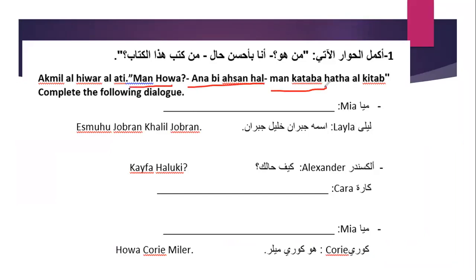We have first, man huwa. What do you mean by man? Is who. So I use man when I'm going to talk about a person, okay? Huwa is what? He. It's from the third point of view pronoun, and it says he when you're talking about a masculine person. Ana bi ahsan hal. What do you mean by ana? Ana is I am, okay? Bi ahsan hal means in the best condition, okay? So we need to know what these words mean. I am in the best condition.